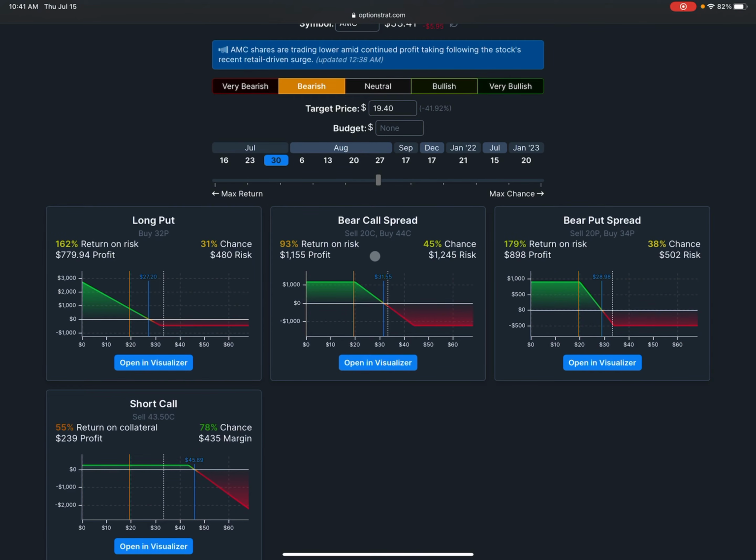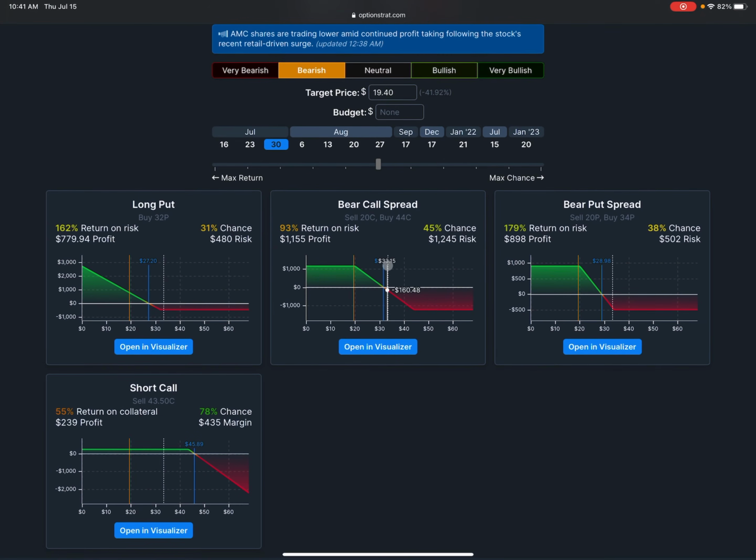Okay, so there is the bear call spread. 93% return on risk. You're possibly able to make upwards of $1,100, and the chance is about 45%. So a lot better than the first one, but you're risking also a lot more money.